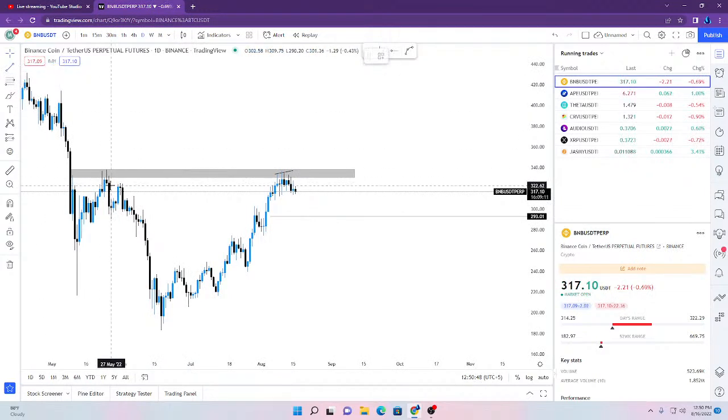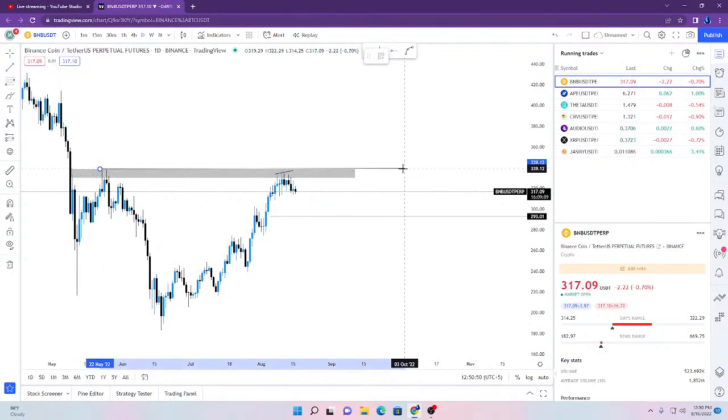Okay, if you see, there's a huge resistance on BNB. We could have crossed this and pumped from here, but we didn't, because this is what you call Fibonacci retracement. This was 0.886.